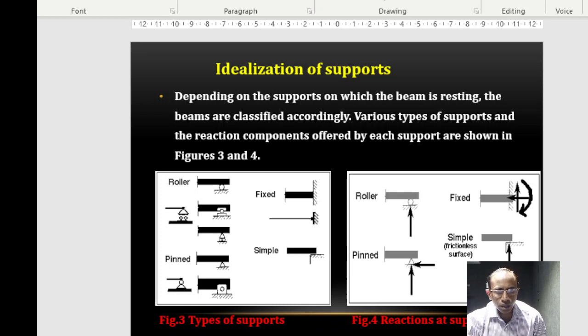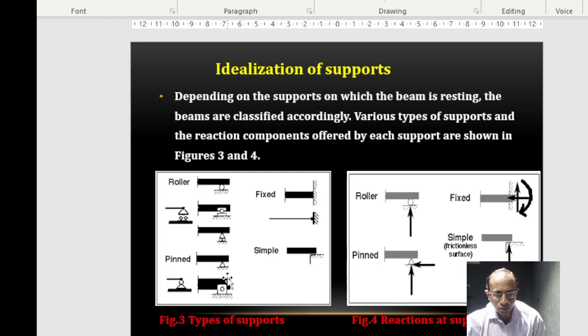Now, when we have these three types of supports, how are these supports represented? A roller can be represented in any of these forms. Either it can be a single roller like this, a ball, or two rollers kept like this, or a socket ball kind of arrangement, right? All these are representations of the roller support. So when you want to represent a roller, you can use any one of these ways: either a single ball, a double ball like this, or this kind of one.